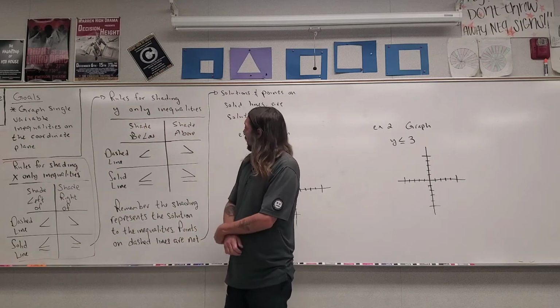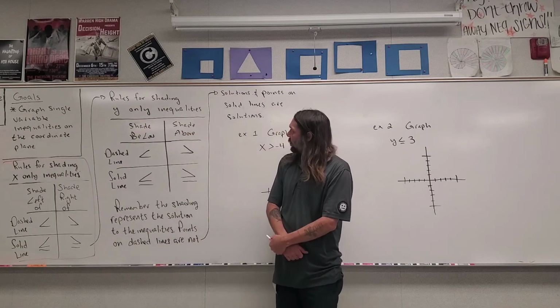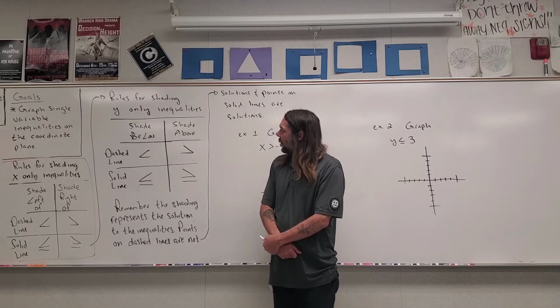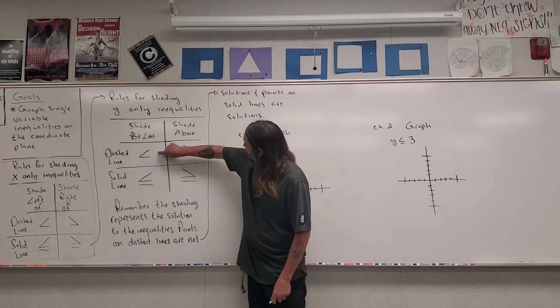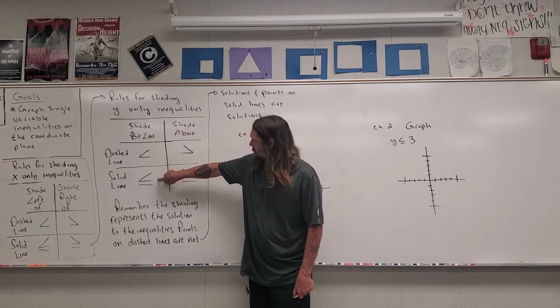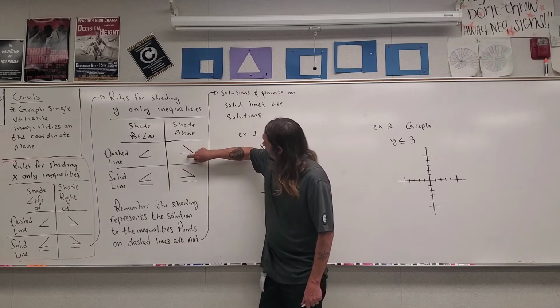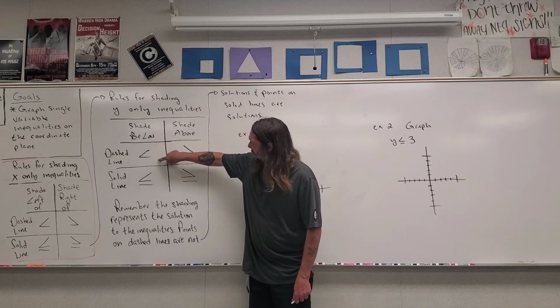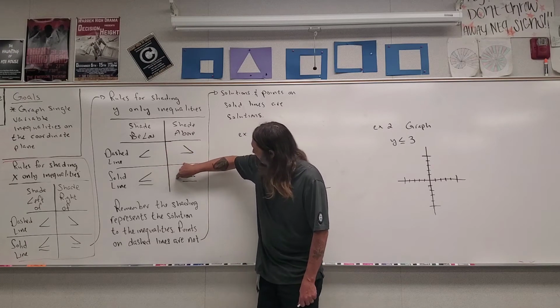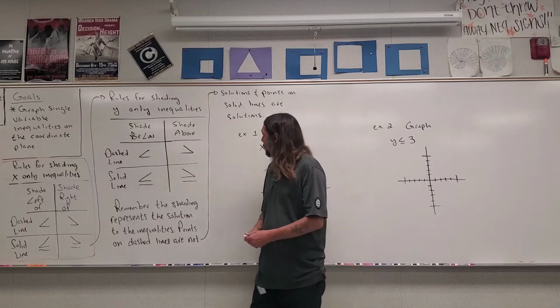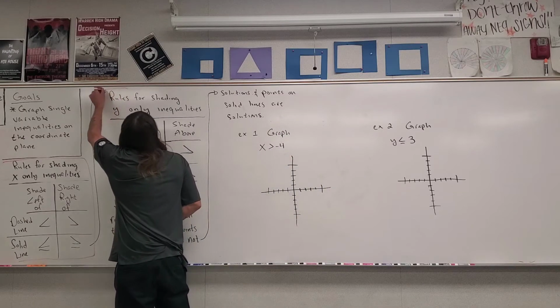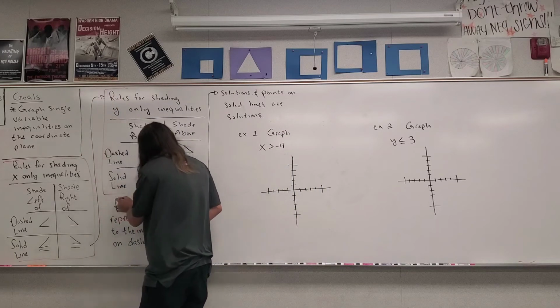The second thing I'd like you to put on your cheat sheet is rules for shading y-only inequalities. So if I have this symbol or this symbol, I'm going to shade below. If I have this symbol or this symbol, I'm going to shade above. If I have this symbol or this symbol, my line is dashed. And if I have this symbol or this symbol, my line is solid. So you can also put this on your cheat sheet.